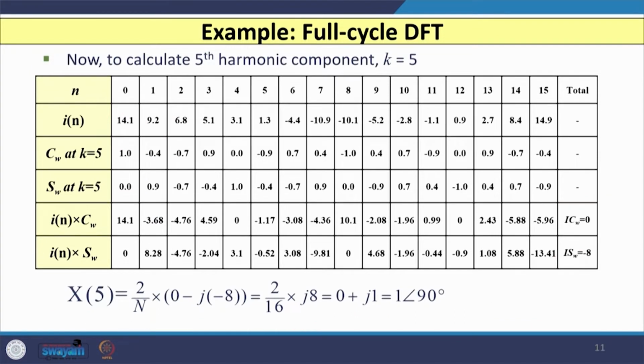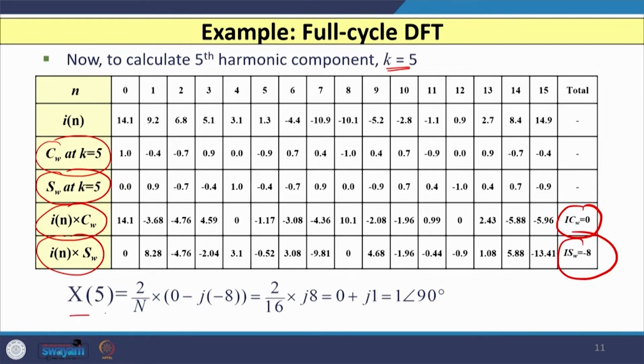Similarly, if I want to calculate the fifth harmonic component phasor, then we have to put the value of k, that is 5, and similarly you have to calculate the value of Cw and Sw using the equation cos and sin of 2 pi by N into kn, and then you have to multiply that Cw with In and Sw with In and add them. So, finally, you will have ICW and ISW values, that is 0 and minus 8 respectively.